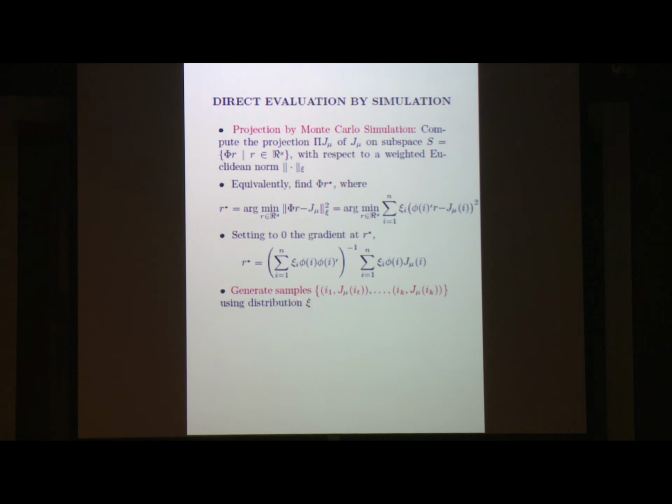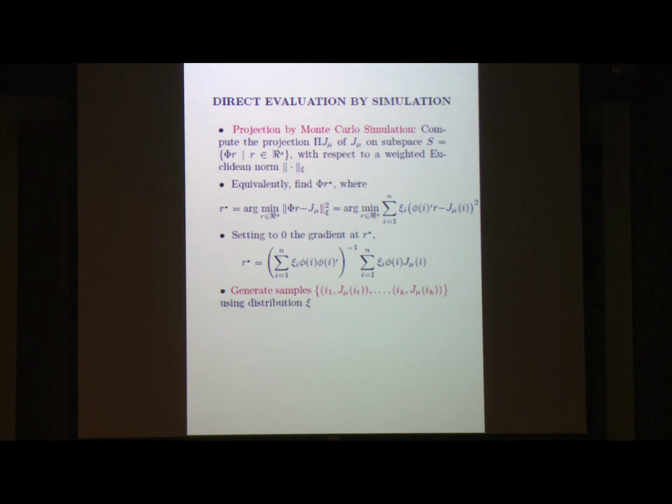In particular, we sample the state space, we select states i1 up to ik, and we calculate the costs corresponding to these states by using simulation. Now you can do this exactly or you can do it approximately. For example, if you were to run an infinite number of simulations starting from i1, then you would get the exact value of J mu at i1. However, you may approximate this J mu of i1 using only a few simulation samples, maybe 100, maybe 10.